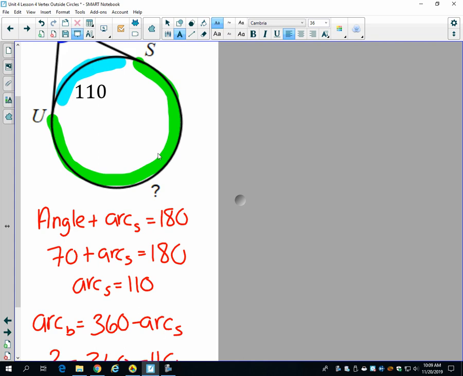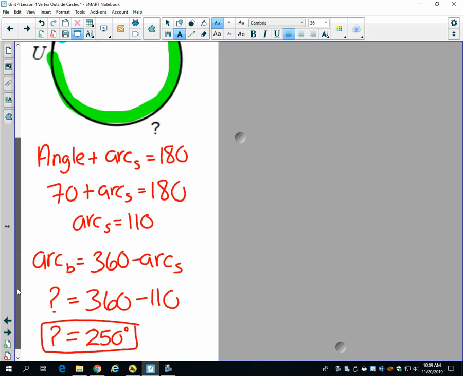And now I only have two arcs in this picture. They should both add to 360 because they make a whole circle. And so I'm going to subtract 360 minus 110 to find my big arc to be 250. Again, I like that method. I think it simplifies things. If you use the other method, it might get a little complicated. But if you do want to use the other method and you're a little stuck, make sure that you ask me and I'll help you through it.